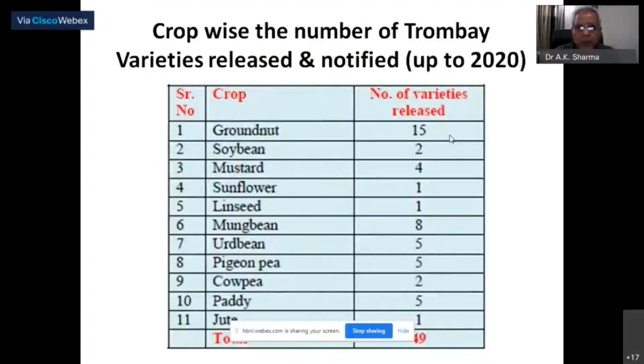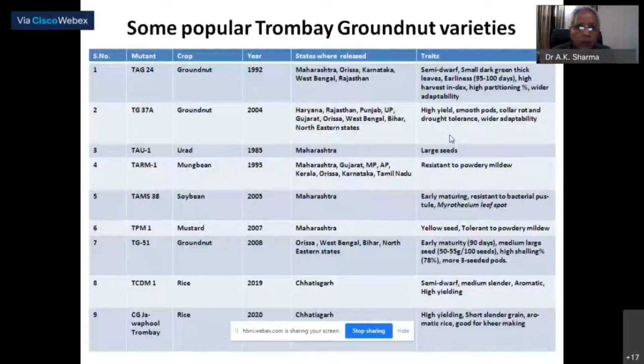Now, this is what has been done in Trombay alone. In Trombay, as you know, we have 15 groundnut mutants, soybean 2, mustard 4, sunflower 1, linseed 1, mung bean 8, urad bean 5, pigeon pea 5, cowpea 2, paddy 5, and jute 1. So, up to 2020, we have 49 Trombay mutant varieties.